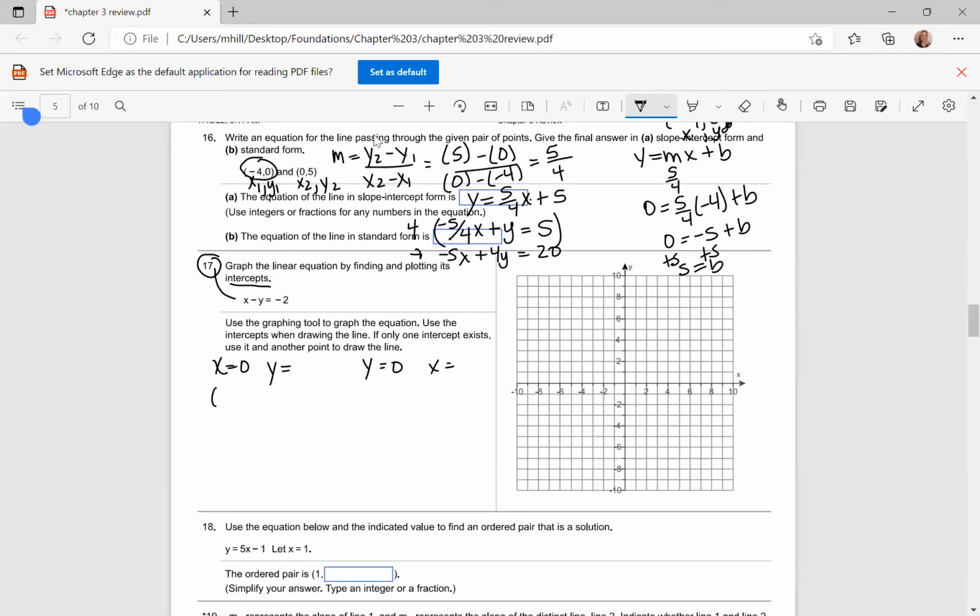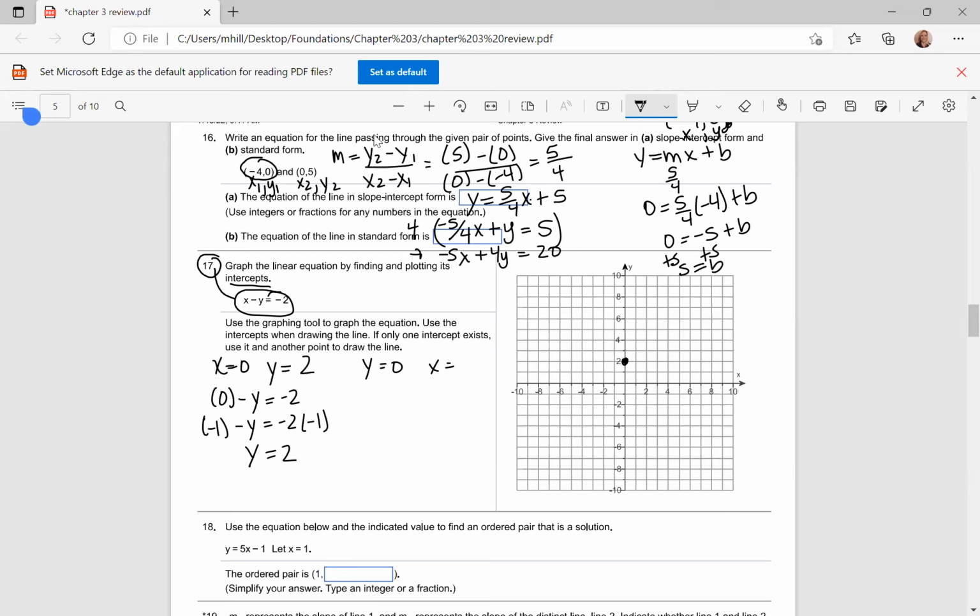So if I let x equal 0, I would have 0 in this equation right here. I would have 0 minus y equals -2. So -y equals -2. To get rid of that negative, I could multiply both sides by -1. So I'd have y equals 2. So I would have the point (0, 2).